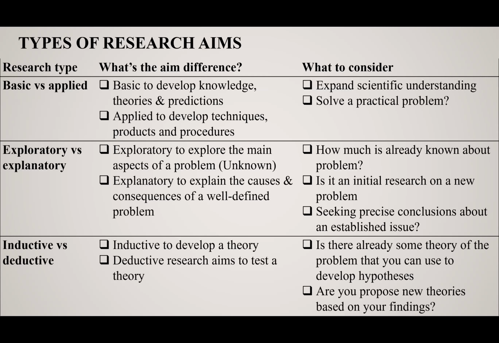If you look at this table, it gives you the difference between basic versus applied research type, exploratory versus explanatory, and inductive versus deductive. How do you differentiate? First, we look at the aim. In the basic, you are looking for developing the knowledge, starting the theory, prediction of the theory. While in applied, you apply the technique to have a product from the knowledge. You do a procedure. Basic research is when you expand your knowledge. You don't have an idea, but you want to build an idea. While in the applied, you want to solve a problem. You know the idea, but you need to solve the problem.